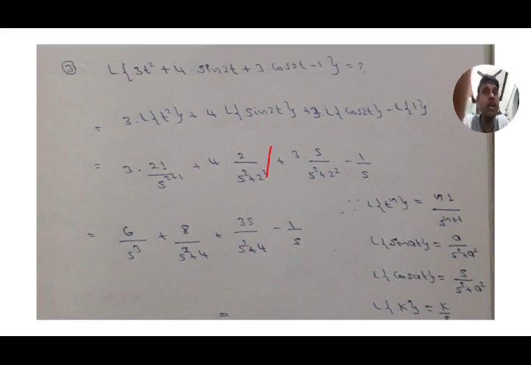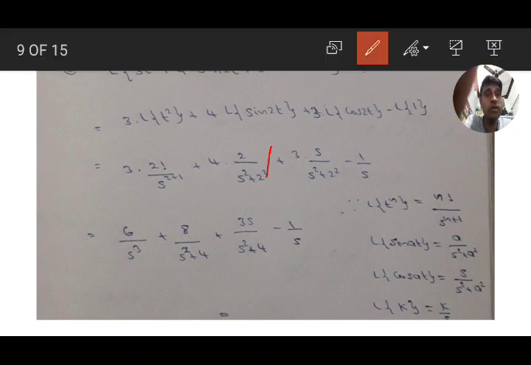Laplace transform of L of 3t square plus 4 into sin 2t plus 3 into cos 2t minus 1. So here we have four functions. By linearity property, we take the coefficients outside and take the Laplace transform of the functions. 3 is the coefficient, 3 into L of t square plus 4 into L of sin 2t plus 3 into L of cos 2t minus L of 1. Okay, these are the four functions. So take the coefficients outside and use the remaining formulas.